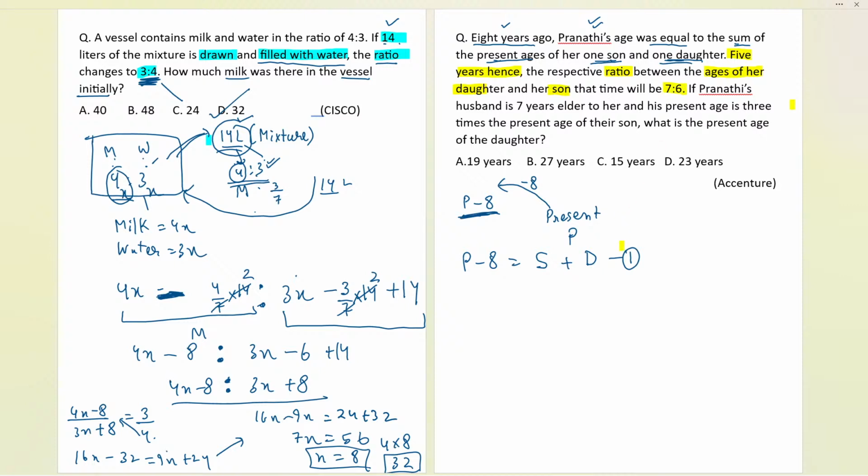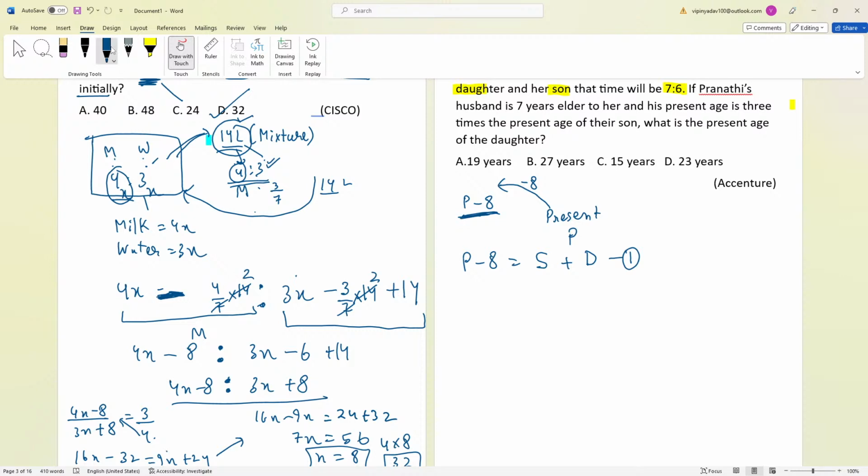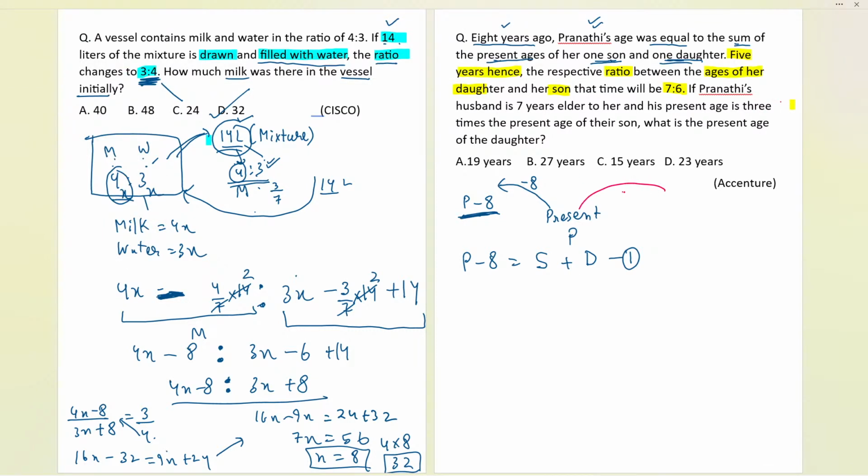will become 7 by 6. 5 years hence, okay? 5 years hence means that after 5 years. So let us now see that over here. After 5 years means that we are going to add 5 years to whatever the age it is. So if it is after 5 years, what do we have to consider?